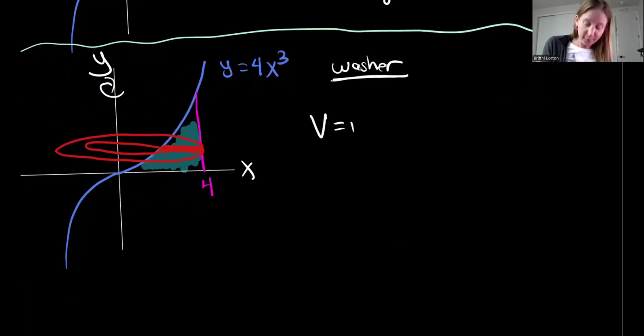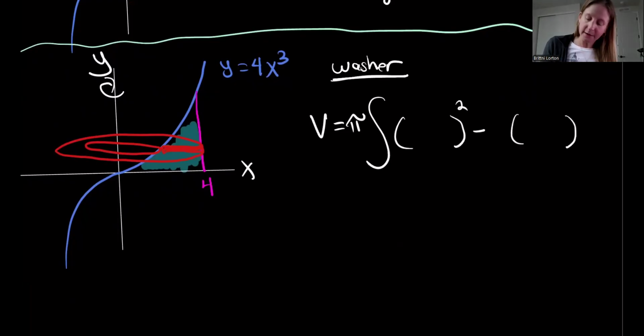Because it's the washer method, I know it's going to be pi times the integral of big R squared minus little r squared. And in this particular case, that sliver happened to be a dy sliver because it was horizontal. You saw in the previous video that sometimes we used a washer method with a dx. There isn't one formula that works. You really got to draw the picture, every single time.